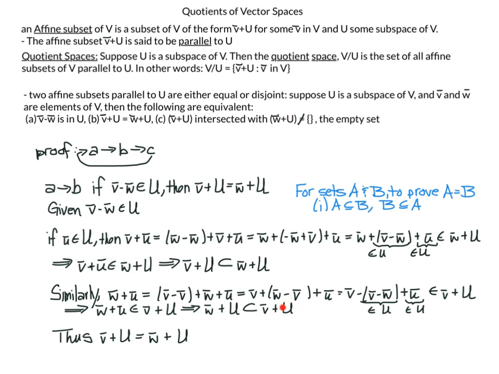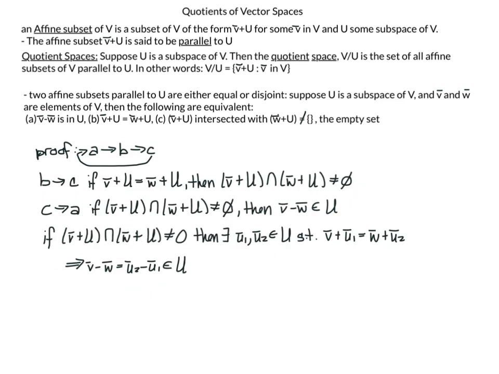Now we have our two, we have this form now, A is a subset of B, B is a subset of A. So V plus U is a subset of W plus U, and W plus U is a subset of V plus U. That must mean that these two are equal. V plus U is equal to W plus U.